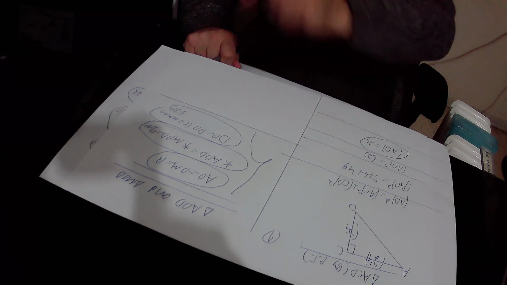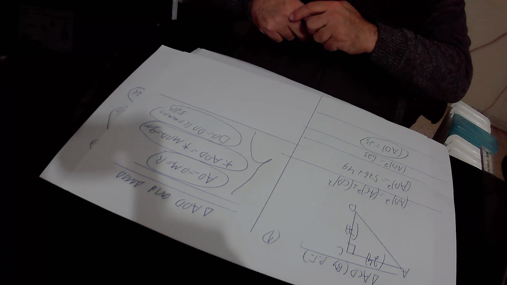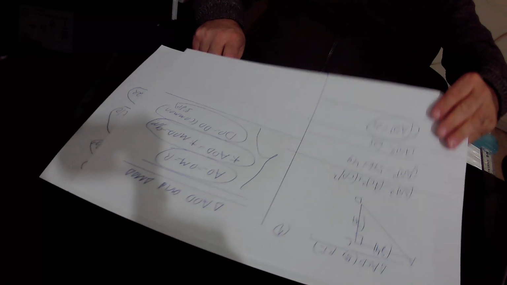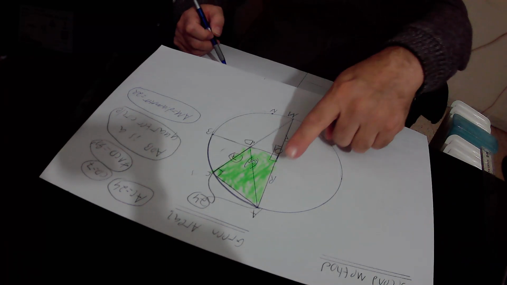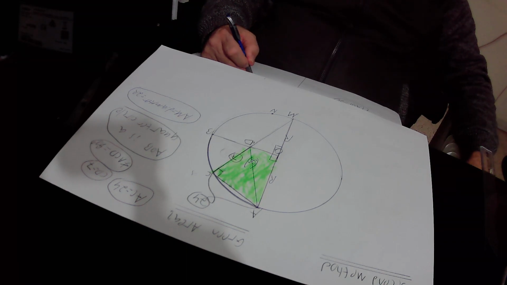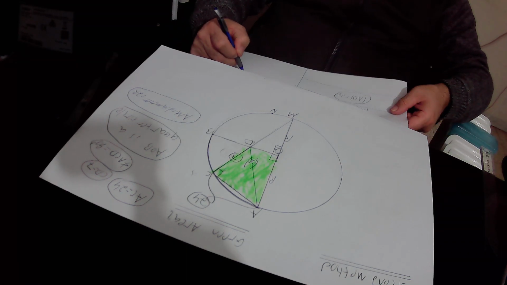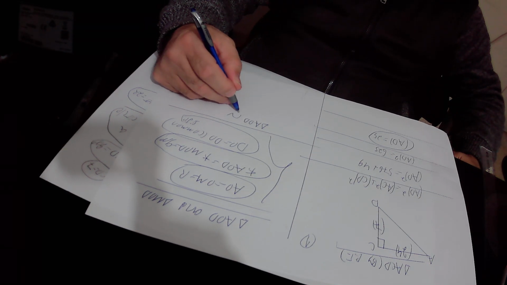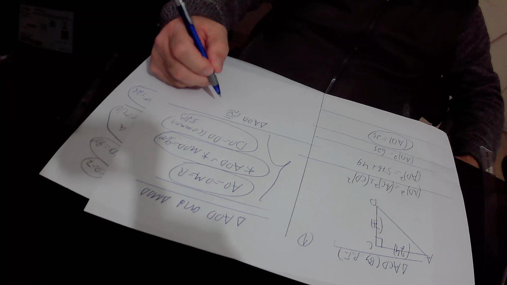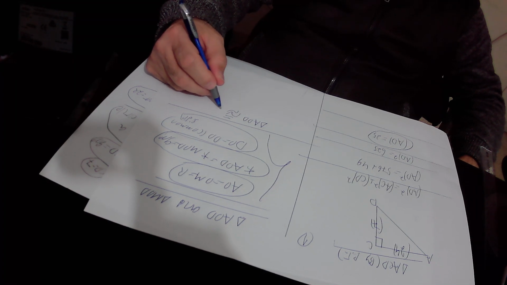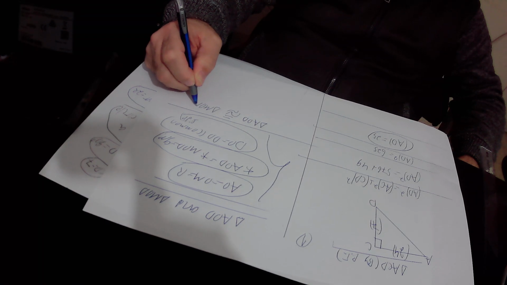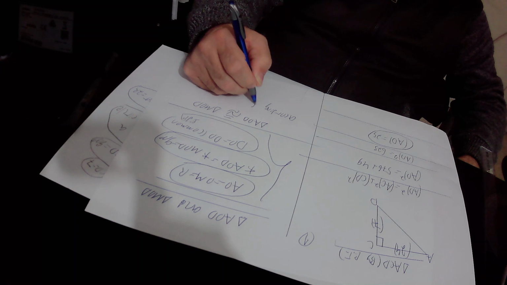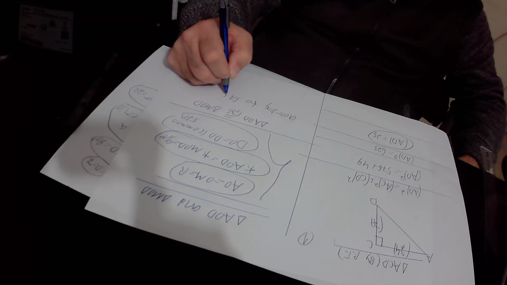Repeat again, DO equals DO. DO is a common side that belongs to both triangles. So actually we proved that the green right triangle AOD is congruent to the white right triangle MOD according to the side-angle-side rule.